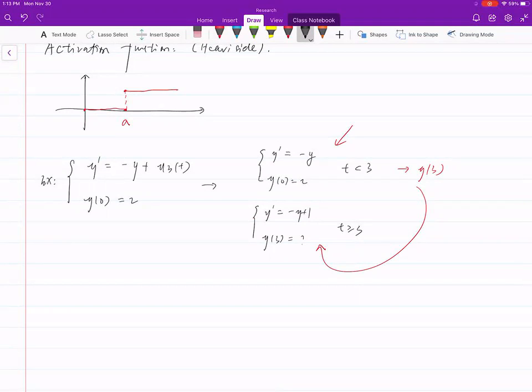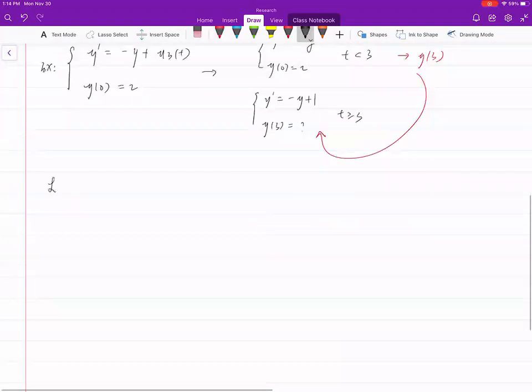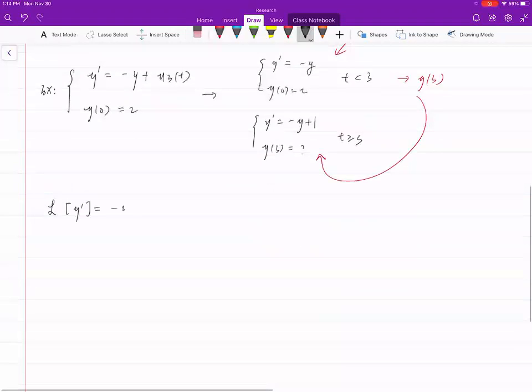And this is a classic example you can see. It's basically like you have some kind of force. It's activated at t equals 3. Before that, the force is not there. After that, you have a constant force. All right, so that's what we have here. And we try to use Laplace transform. Actually, let's put this here.